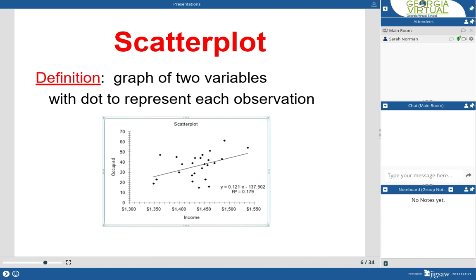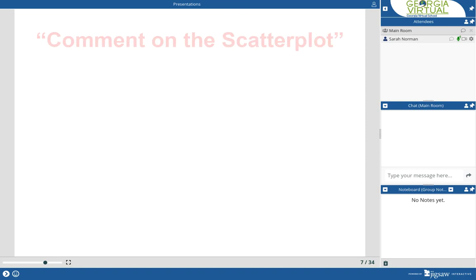A scatter plot, as you're well aware of by now, is a graph of two variables with a dot to represent each observation. So all of those dots on that scatter plot represent the income, and then the number occupied for that particular income. And those are actual values that were collected from a sample.